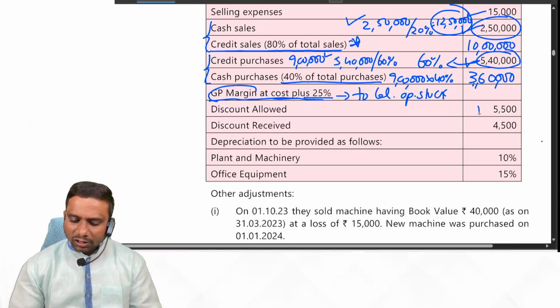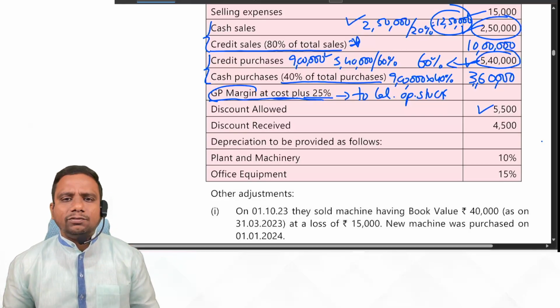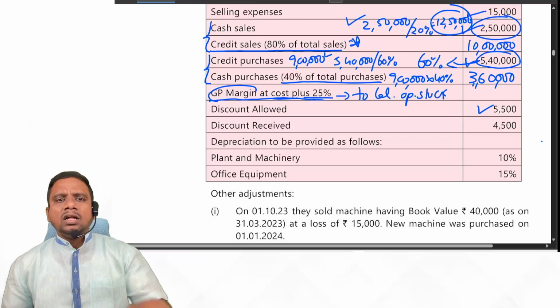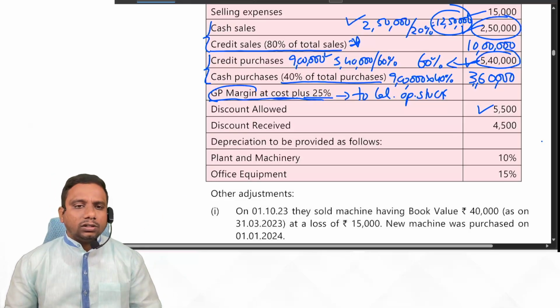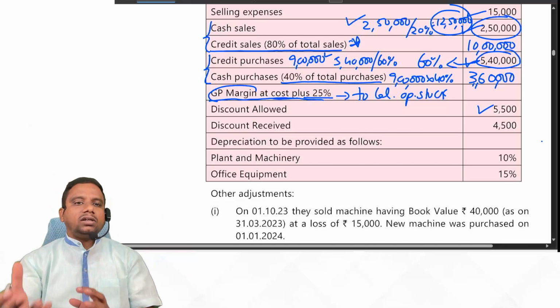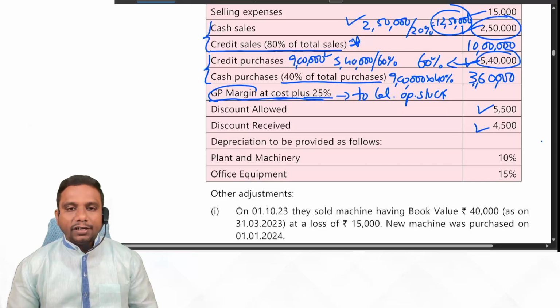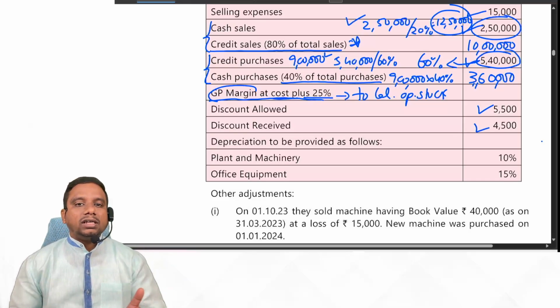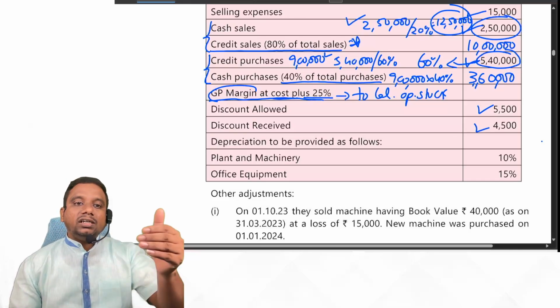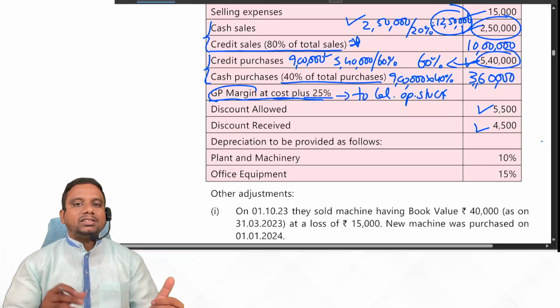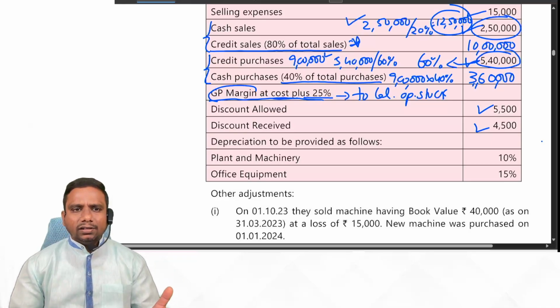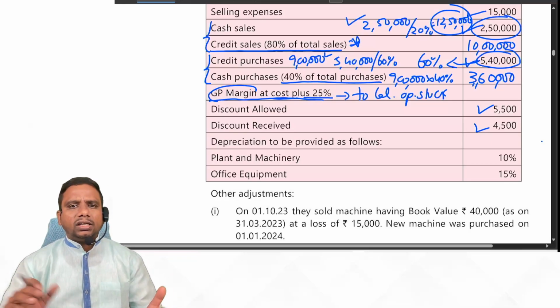Next, discount allowed. First, tell me what is the entry for discount allowed. Discount allowed account debit to debtor account. Now, first post this entry into the debtor account credit side. Now, discount allowed is a financial expense, so P&L account debit side. Discount received entry: creditor account debit to discount received. So creditor account debit side you give posting. Discount received is a gain, right? So P&L account credit side.